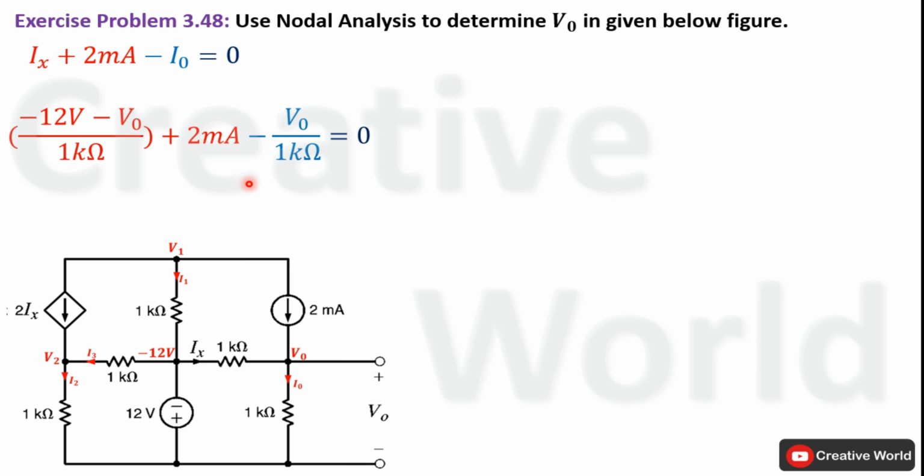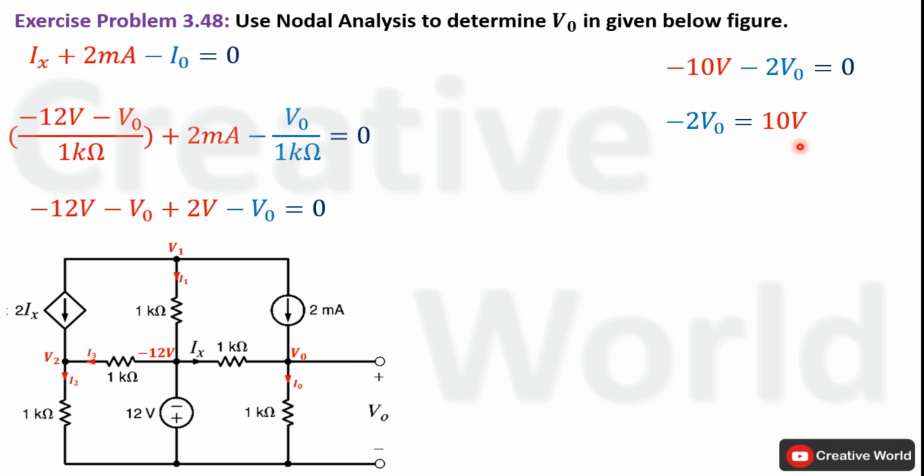Now in order to omit all denominator values, we will multiply this equation on both sides with 1 kilo ohm. 1 kilo ohm in denominators will cancel out with the product of 1 kilo ohm. Only numerator values will be left. Here product of 1 kilo ohm and 2 milliampere will result in 2 volt. Add 2 volt with minus 12 volt, it will become minus 10 volt because the larger value has a minus sign along with it. Sum of minus V0 and minus V0 will become minus 2V0. Place this constant value on the other side of equal, it will become plus 10 volt.